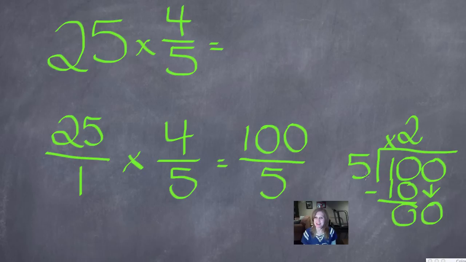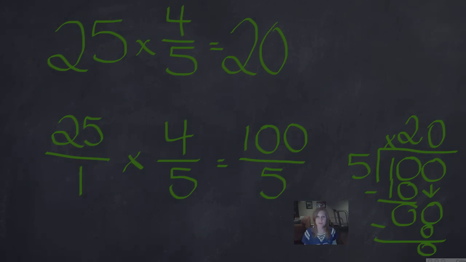Bring down the 0. 5 goes into 0 0 times. Remember, in division we have to have a roof over every room in our house. So the x is over the 1, the 2 is over the 0, and we'll have to fill that in with a 0. 0 times 5 is 0, and 0 minus 0 is 0. So the answer to 25 times 4/5 equals the whole number 20.